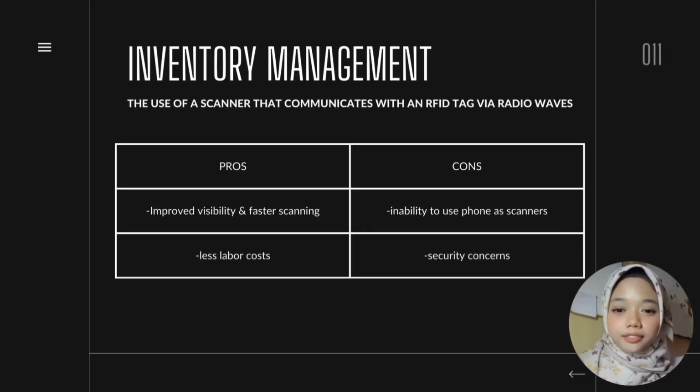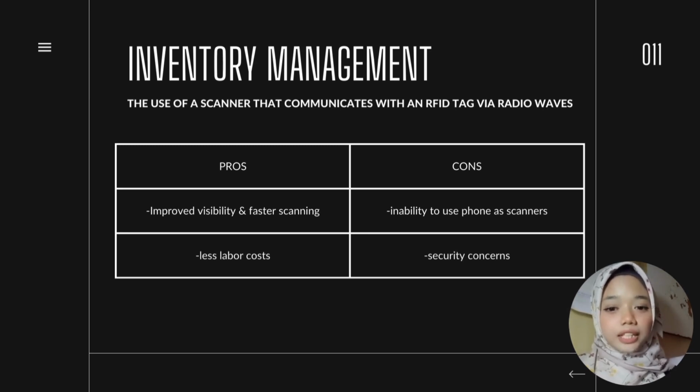Moving to the next point, which is inventory management. RFID inventory management needs the use of a scanner that communicates with RFID tags via radio waves. So what are the pros and cons of using RFID in inventory management? The pros are improved visibility and faster scanning. This is because it can be read from a certain distance, unlike QR codes, which must be scanned in line of sight. Next, it lessens labor cost and uses minimal to no employees.